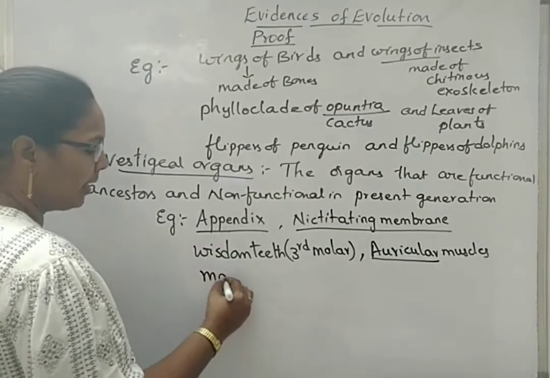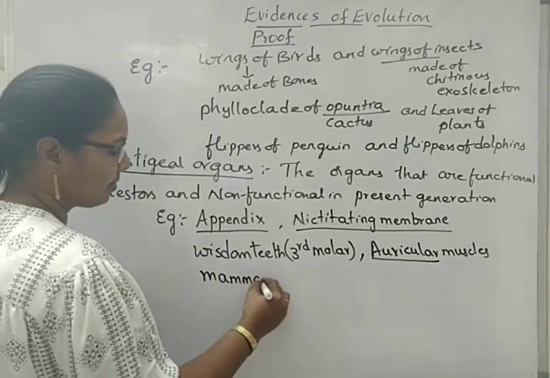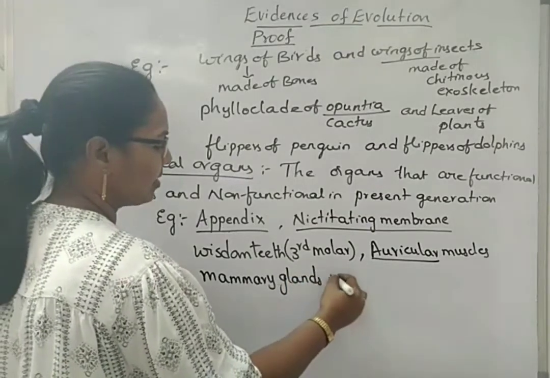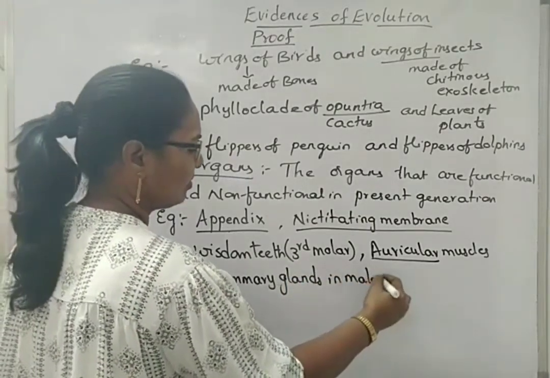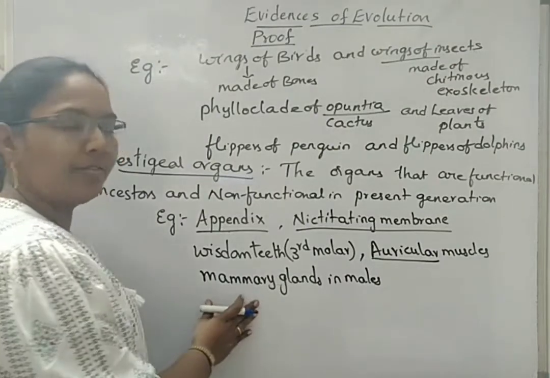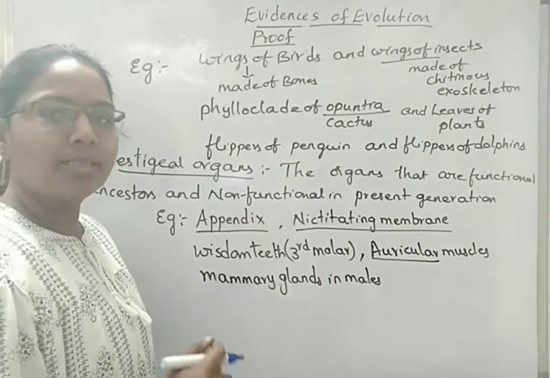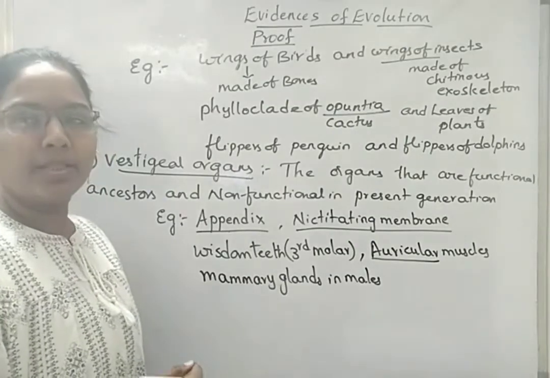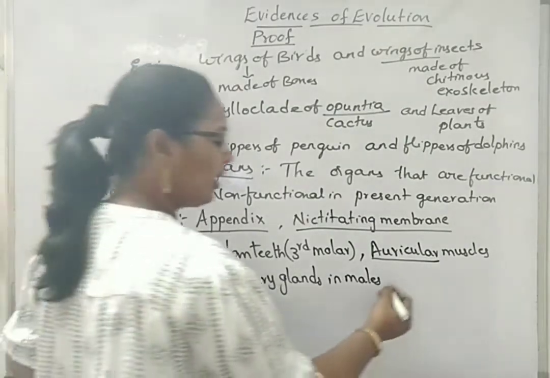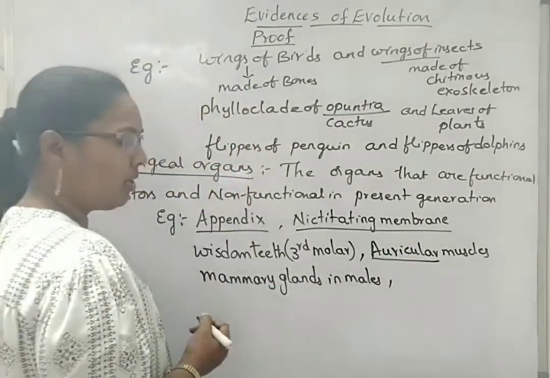Another one, mammary glands in males. Mammary glands in females are used for secreting the milk. But in case of male human beings, that is of no use. So, it also became a vestigial organ.